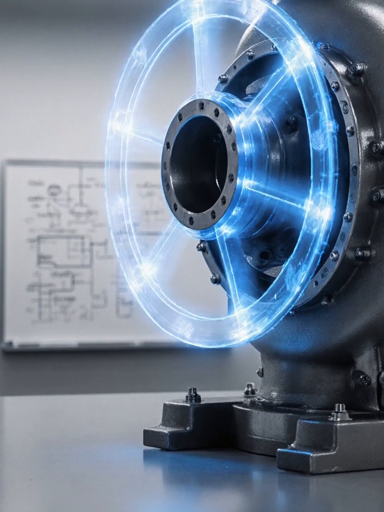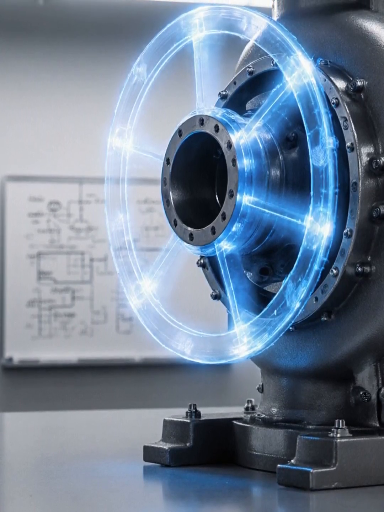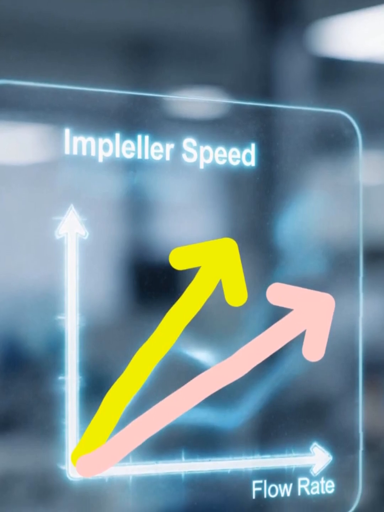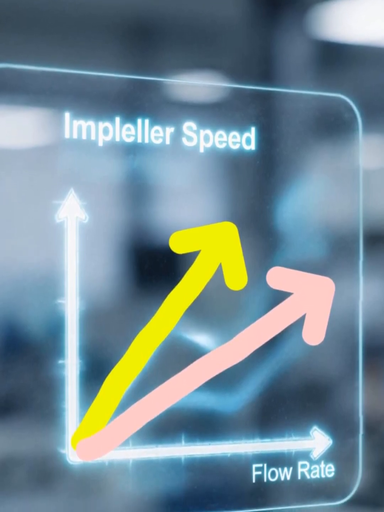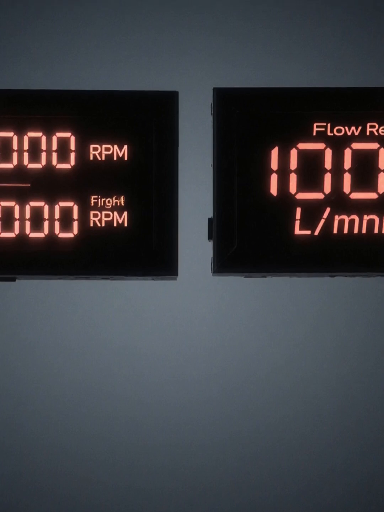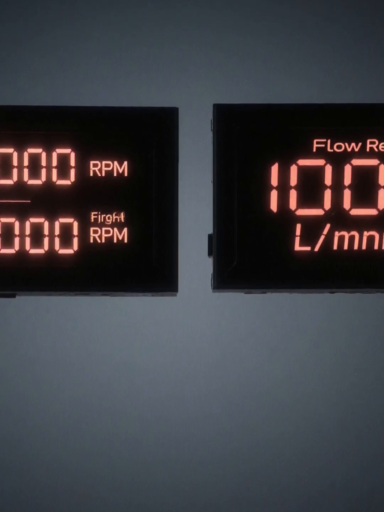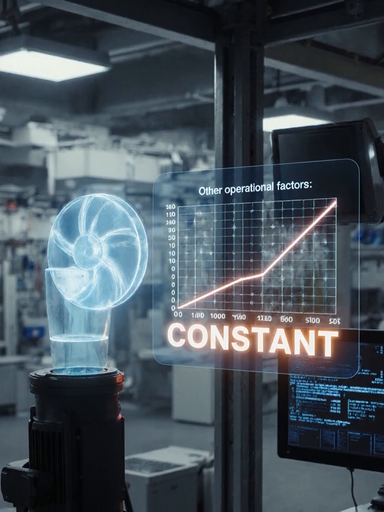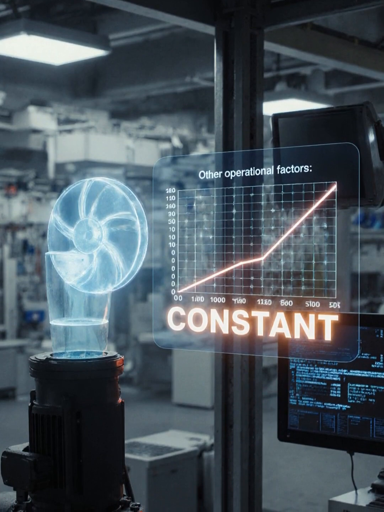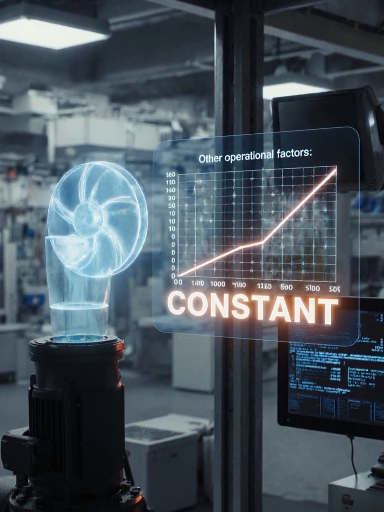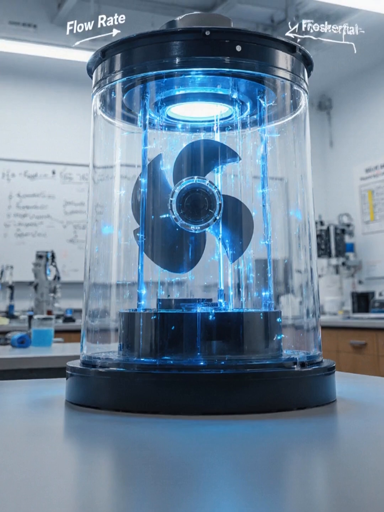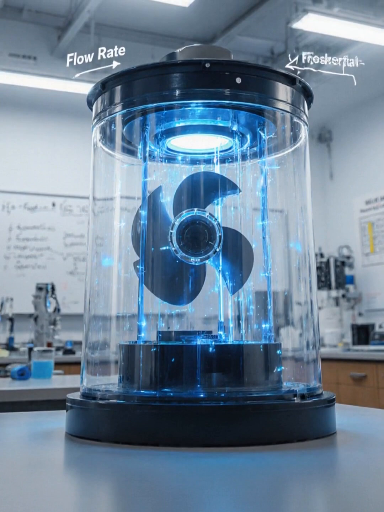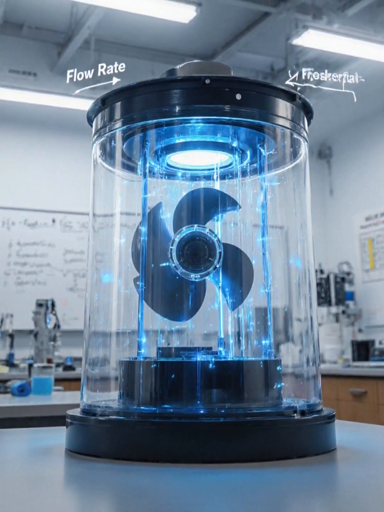The first affinity law describes the relationship between a pump's flow rate and its impeller speed. It states that the flow rate is directly proportional to the rotational speed of the impeller. This means if the impeller's speed doubles, the flow rate also doubles. This proportionality holds true, assuming all other operational factors remain constant. The relationship between pump flow rate and rotational speed is fundamental in fluid dynamics.